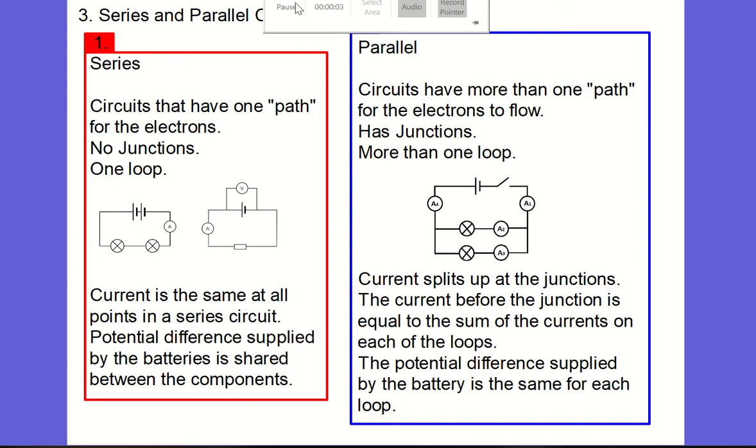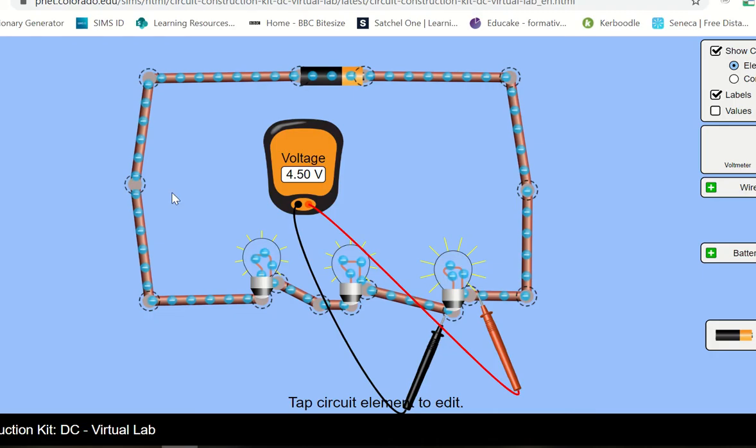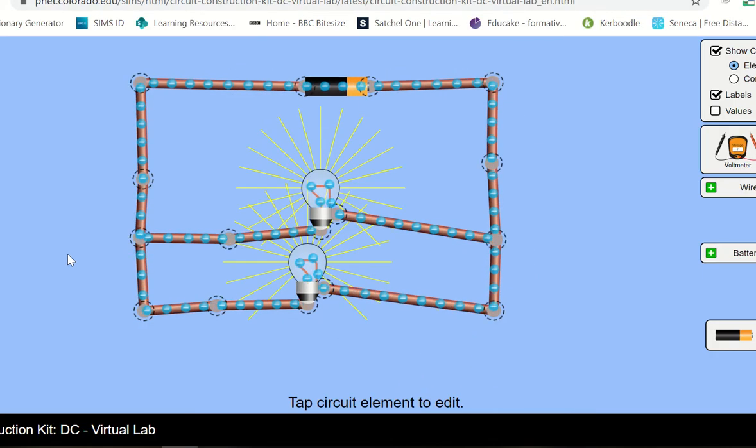This one is simply about the parallel circuits. So hopefully you should have seen this. Again, it's just the summary of series and parallel circuits. If you want to give it a read, pause the video and do that. This is a parallel circuit.